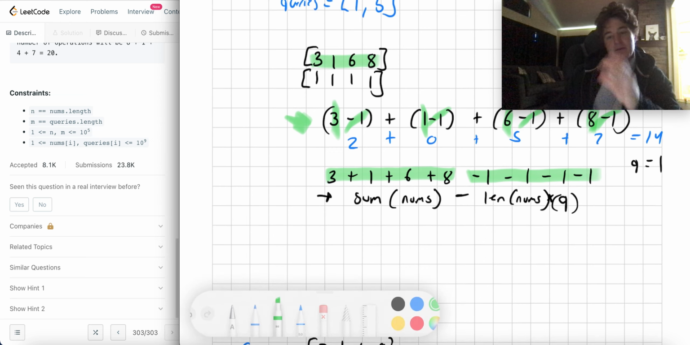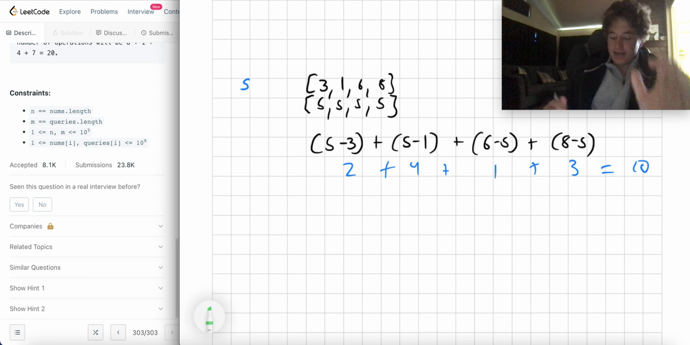So that looks nice, but there's a small caveat, like I said. Right here, it's a little bit different.